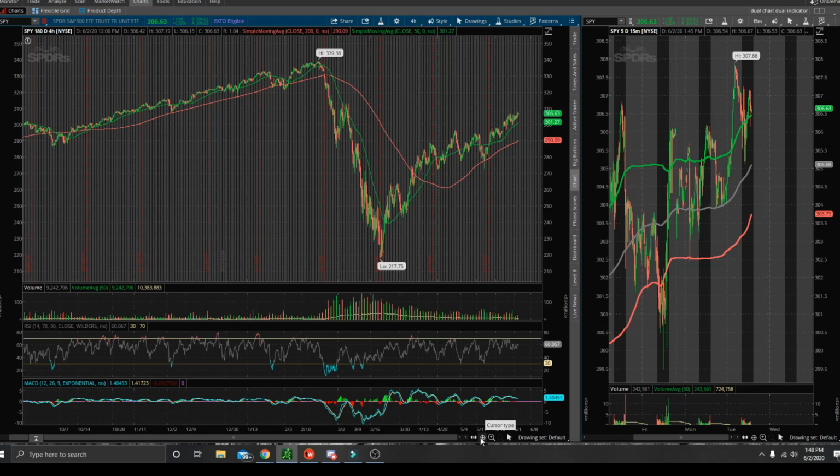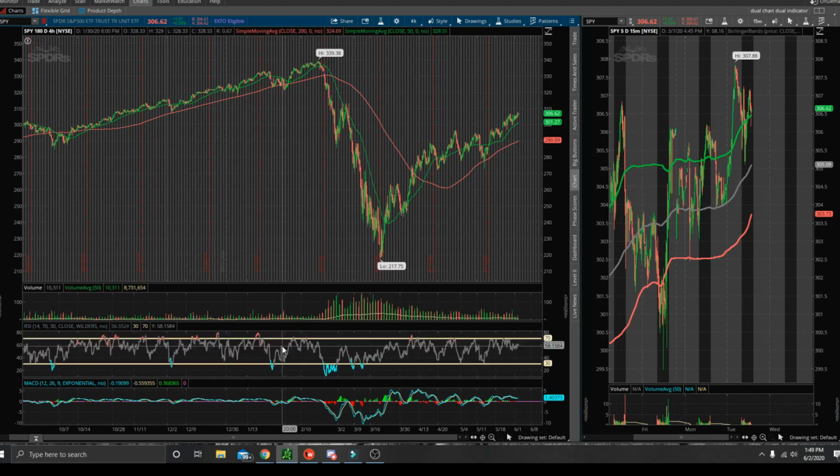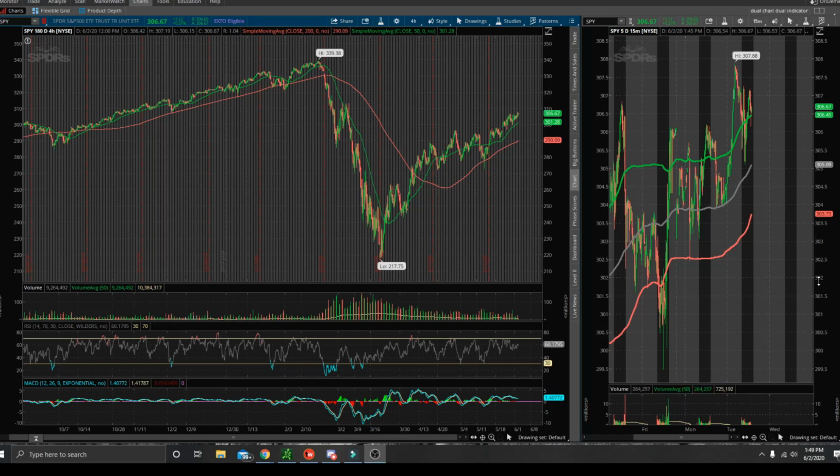A lot of people use it. It's one of my favorites. Again, you can't rely on any indicator. If I were to solely rely on the RSI, I'd probably lose a lot of money.